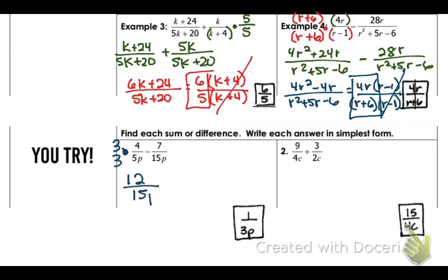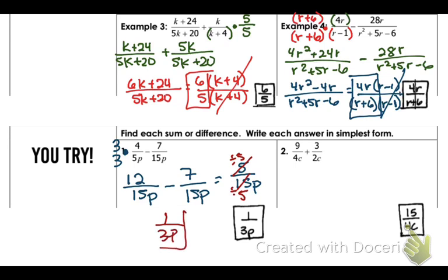12 over 15p minus 7 over 15p. Now 12 minus 7. You can subtract those because they're like terms. So you're going to be left with 5 over 15p. You can simplify this. Divide by 5. You're going to be left with 1 over 3p. You guys can do 2.